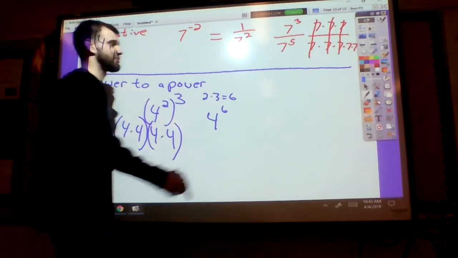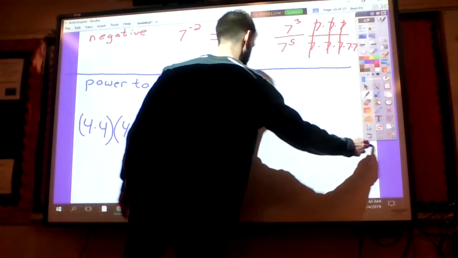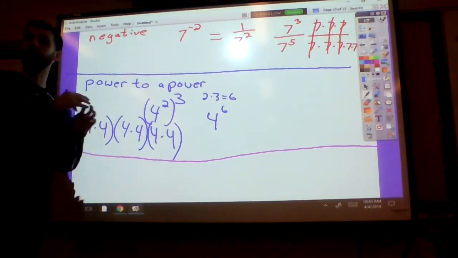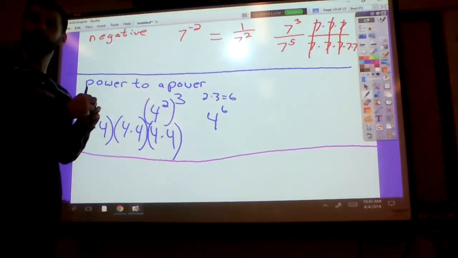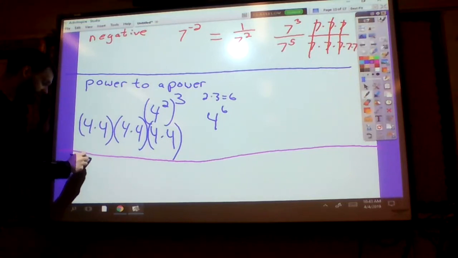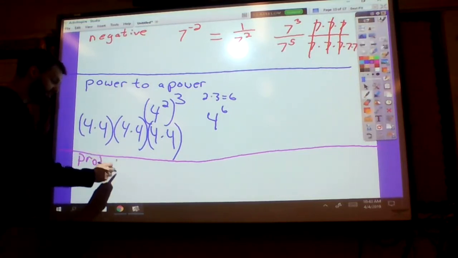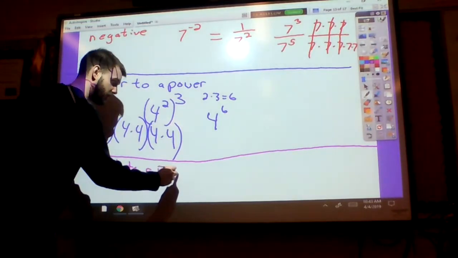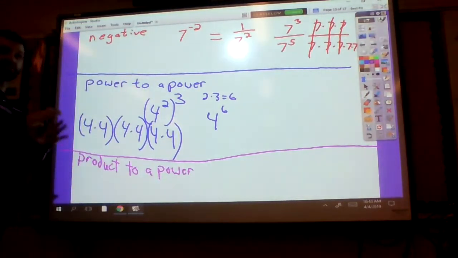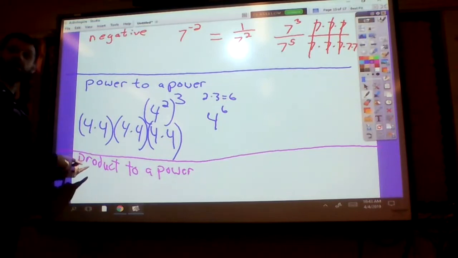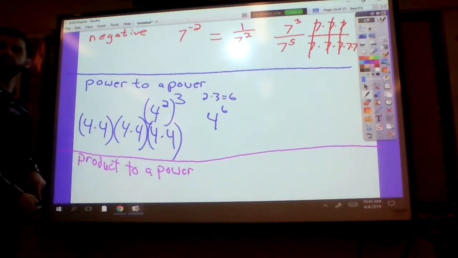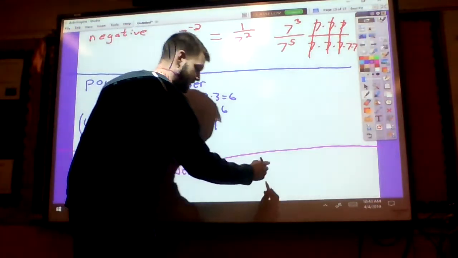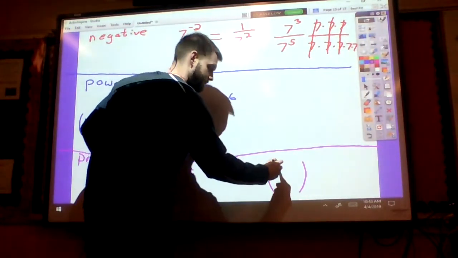And last rule. Product to a power, which, by the way, guys, is interchangeable with quotient to a power. They're basically the same rule. So if you see both of them on your paper, it's because we combined these two together. You're going to do the same thing, whether it's product, meaning multiplication, or quotient, meaning division. It's going to be the same rule that happens. Now, this one's got parentheses as well.